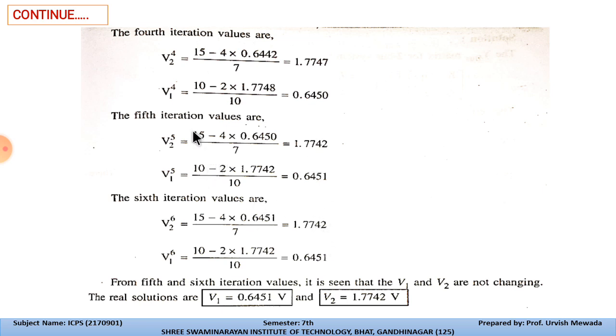So this is the fifth iteration in which we are putting the value of the fourth iteration and we get the value of the fifth iteration. And this is the sixth iteration in which we are putting the value of the fifth iteration. Now from the fifth and sixth iteration it is seen that V1 and V2 are not changing, and the real solution is V1 equal to 0.6451 and V2 equal to 1.7742. So this is how we can perform the iteration to determine the voltage values, or we can say the equations that are given in the data.